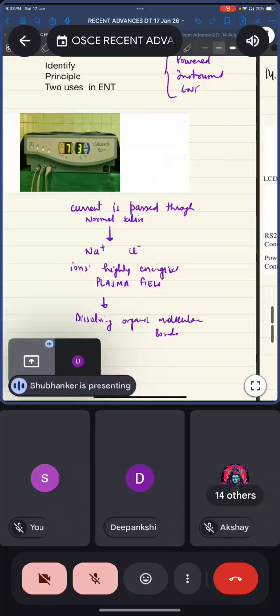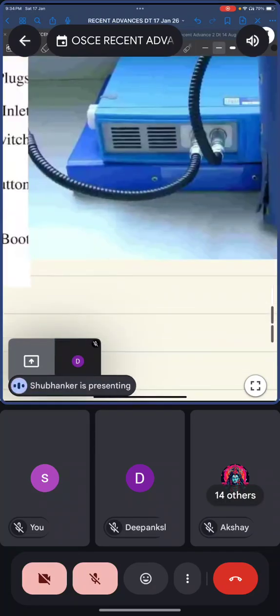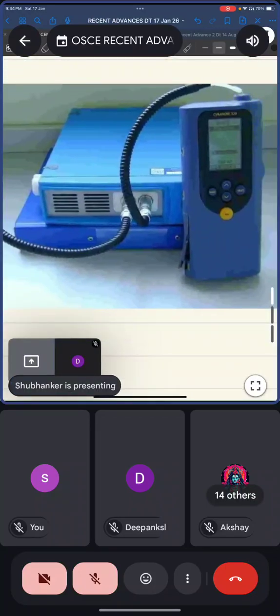Okay, let's move to the next point. This is an easy one, and after this we'll call it a day. Identify the device given below. What else biochemical test can you do apart from this? Third is, give one difference between CT and MRI cisternography. Can somebody take a try? What is it?